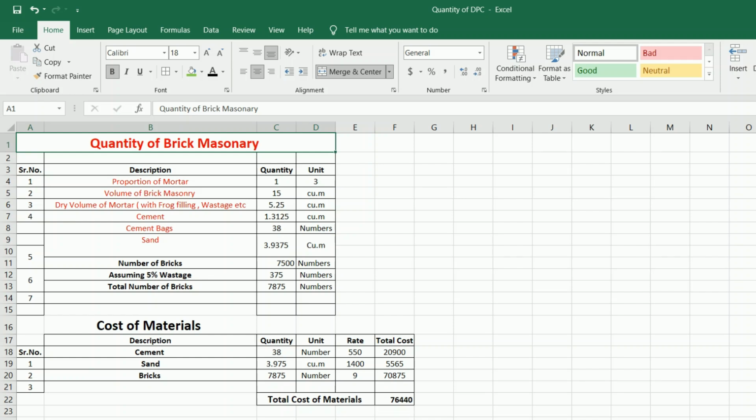Assalamu alaikum beautiful people. Today in this short video lecture I will guide you for quantity of brick masonry with the help of this Excel sheet. I will guide you how to calculate quantity of bricks, cement and sand, also the cost of these materials in the year of 2021. So let's get started. If this video is helpful for you, you may like it.